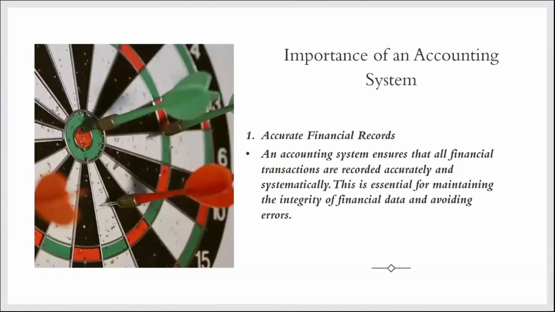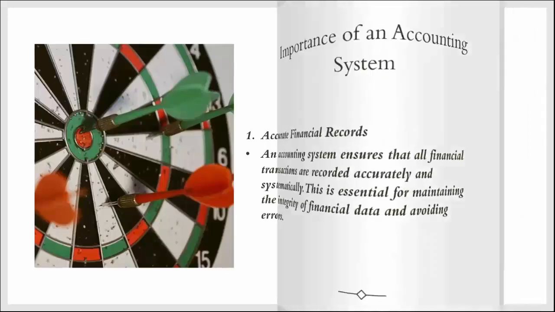1. Accurate financial records. An accounting system ensures that all financial transactions are recorded accurately and systematically. This is essential for maintaining the integrity of financial data and avoiding errors.